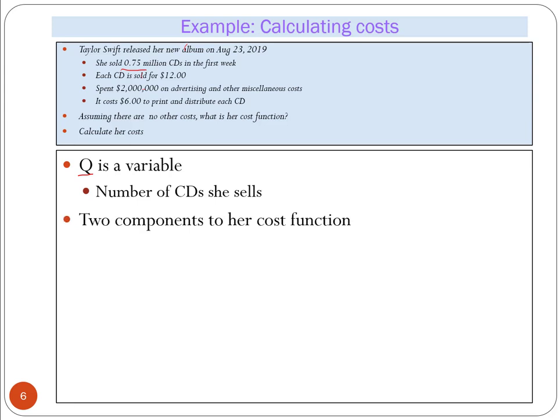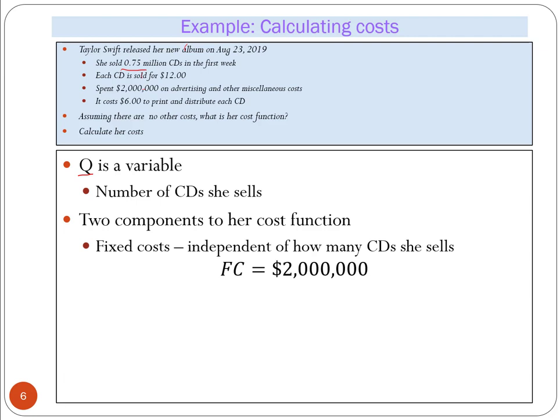So there are two components to her cost function. The first one is her fixed costs. And the fixed costs are any costs that are independent of how many CDs she sold. And in this case, the fixed costs were $2 million. So that's up here. She spent $2 million on advertising and other miscellaneous costs. Even if she doesn't need to print and distribute any CDs, she still has this $2 million of fixed costs from producing the album and advertising it, and these kinds of costs, maybe her studio costs, etc. Okay, so her fixed costs are going to be $2 million.